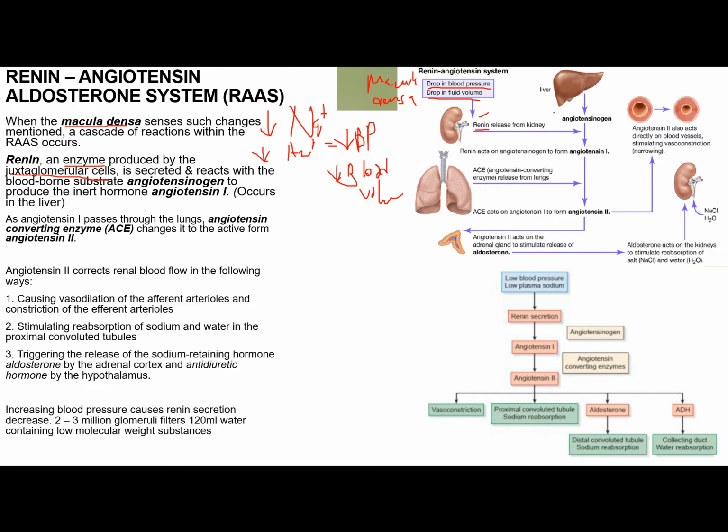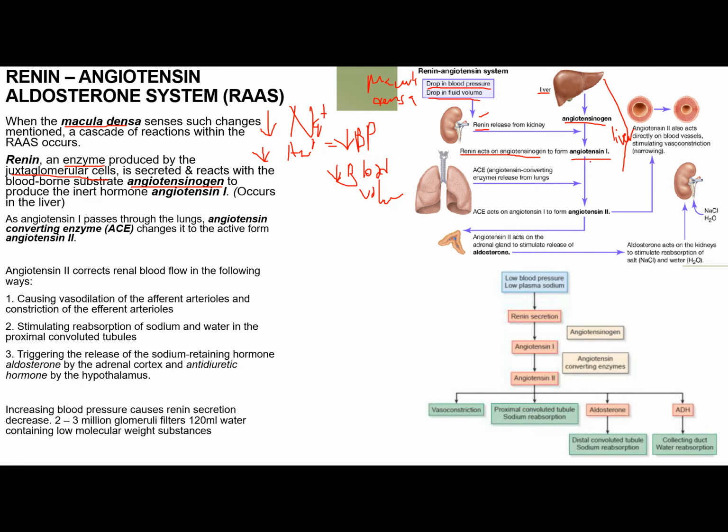pass through the blood. At the same time, class, your liver is constantly producing angiotensinogen. Renin will react with the blood-borne substituent angiotensinogen, producing angiotensin 1. All of this would occur in the liver, inside the liver this happens. Okay?